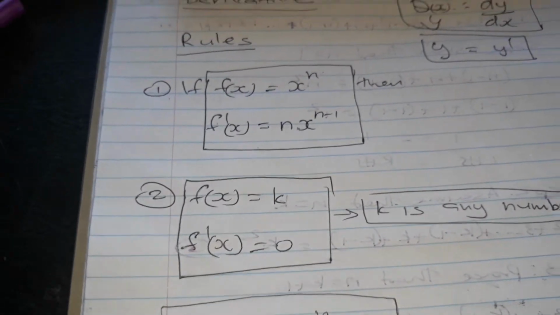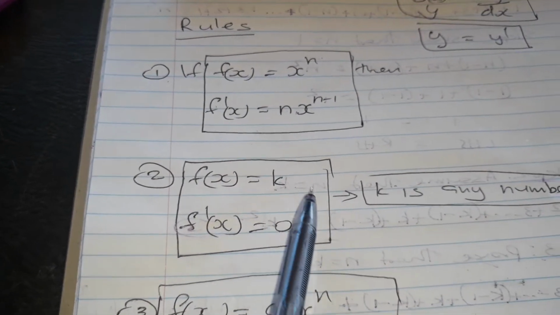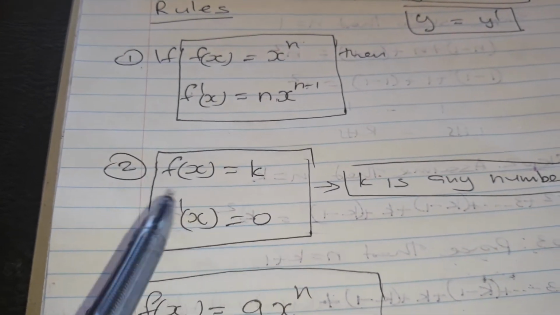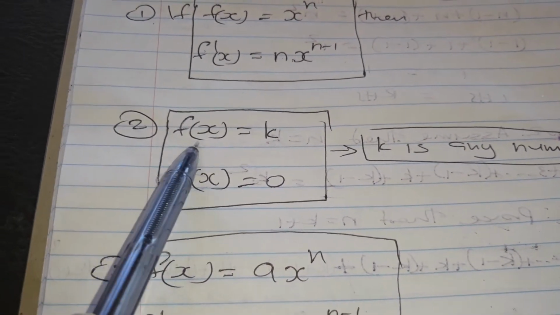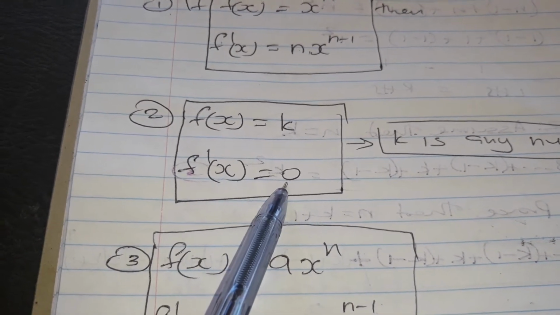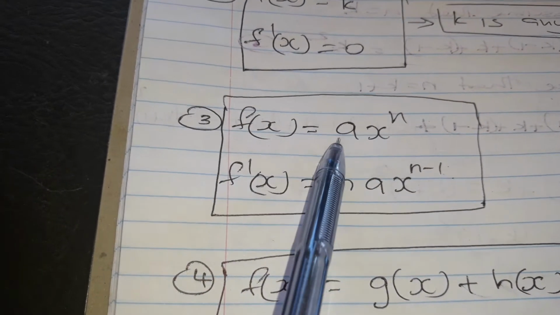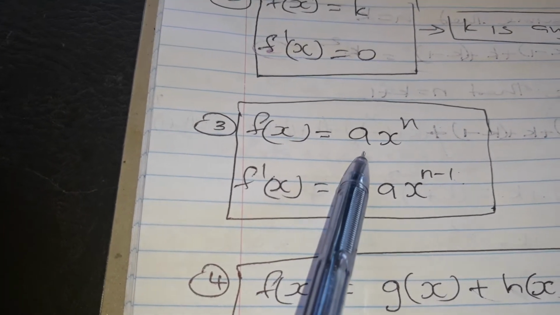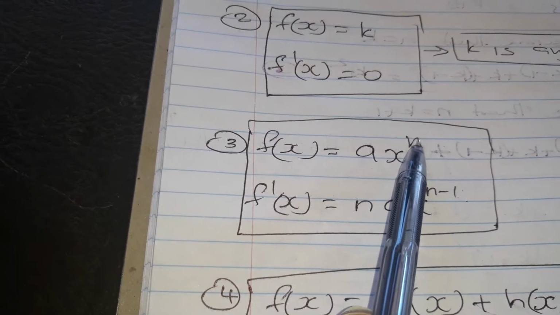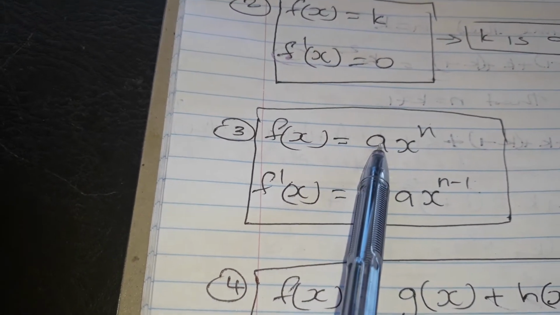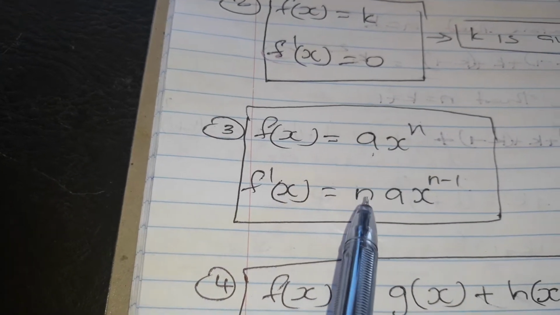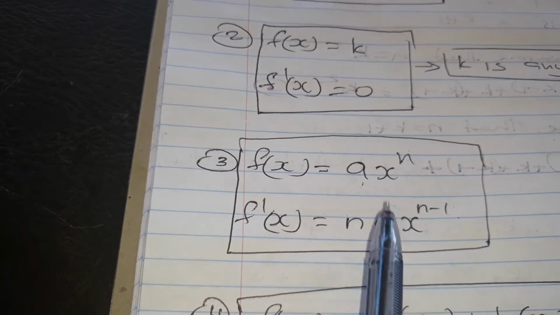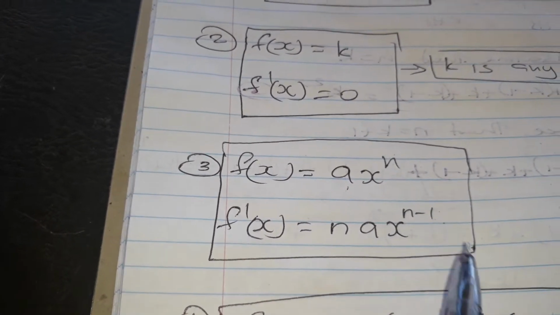Right? Rule number 2. If f of x is k, where k is any number, for example, k is 3, k is 5, k is 7, or k is 2, to differentiate, if we differentiate a number, it will be 0. Rule number 3. In this case, another case like this, if it is a number, for example 3, to differentiate, what I will do is multiply the power in the front, and then subtract 1 from the power. So the rule of differentiation is you multiply the power in the front and subtract 1 from the power.